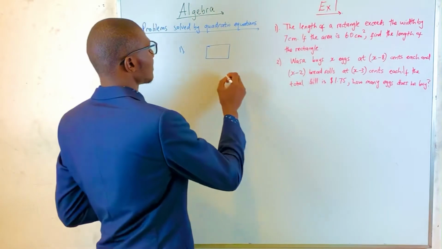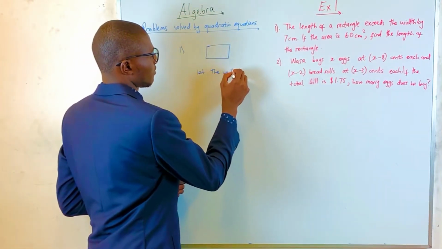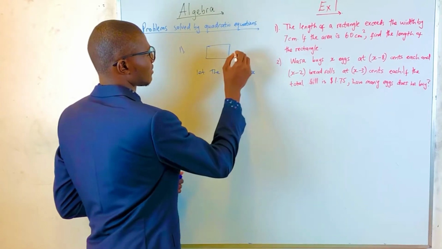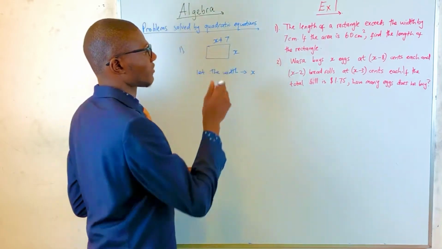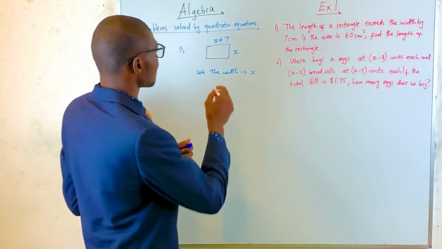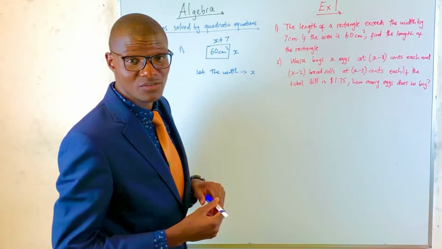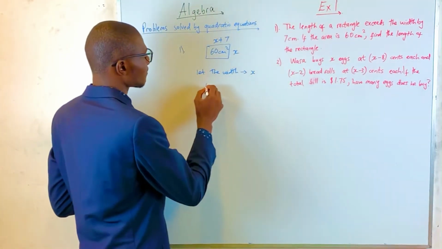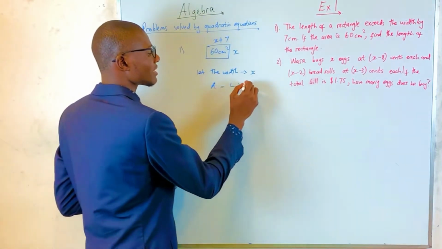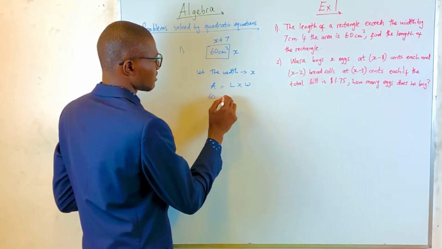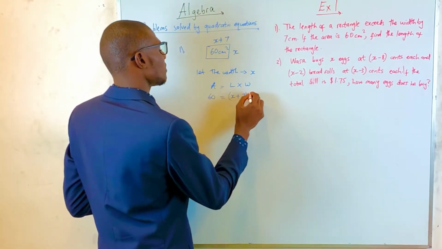So if we let the width be x, it means the length will be x plus 7. Then we're told that the area is 60 square centimeters. We're asked to find the length of the rectangle. The area of a rectangle is given by length times width, so 60 will be equal to length (x plus 7) times width (x).